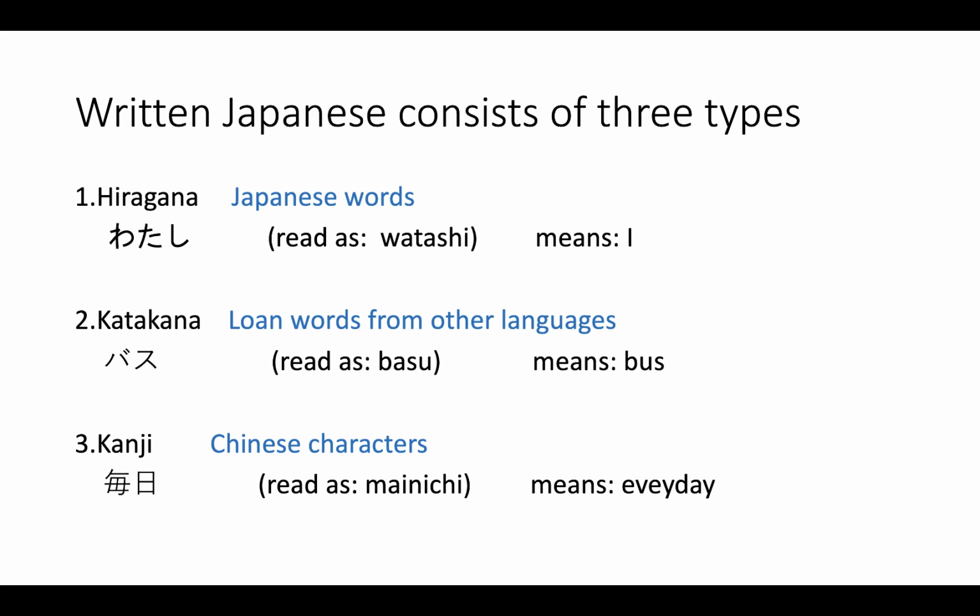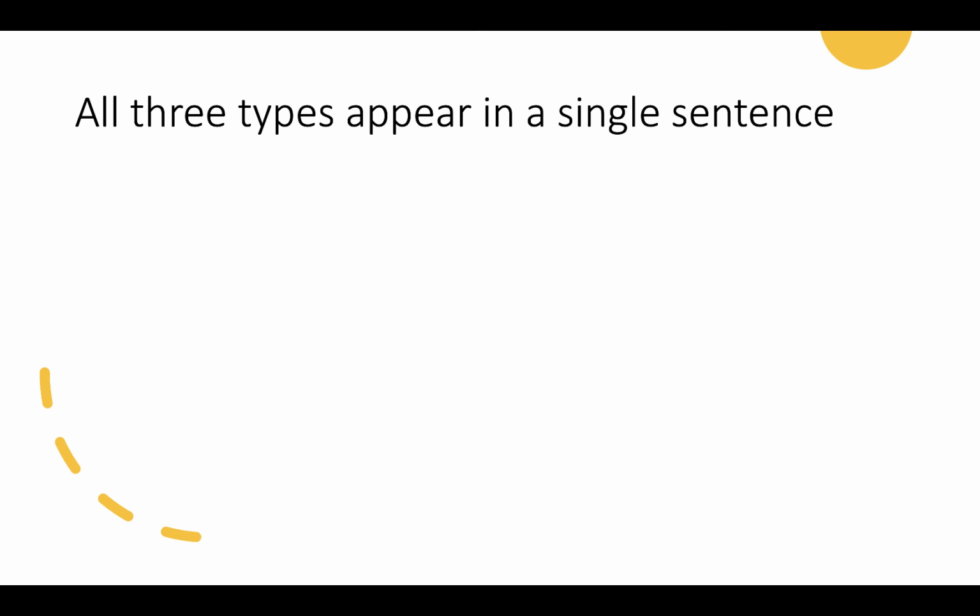The third type of characters are called kanji, and these represent the Chinese characters. For example, the two characters are read as mainichi, and that means every day. All three types can appear in a single sentence, and that is what we commonly see.